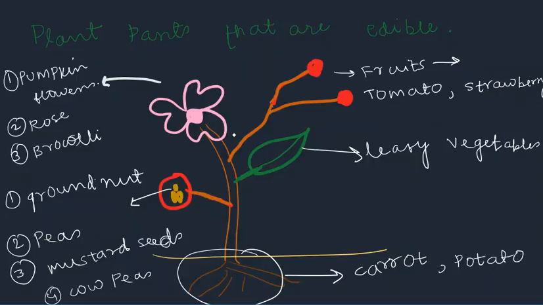Now let's revise. First are the flowers of a plant which we consume: pumpkin flowers, rose, then broccoli. Next come the fruits: tomato, strawberry and various other fruits. Then all the leafy vegetables are the leaves of the plants. And then coming to the seeds, there is the groundnut seed, peas, mustard seeds, cowpeas, etc. Then the roots we consume are carrot, potato, onions, etc.